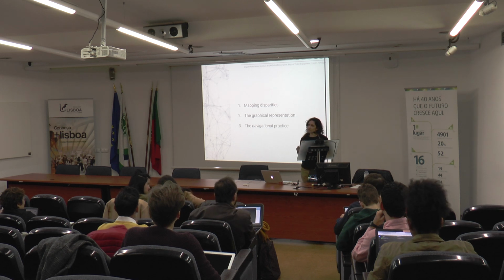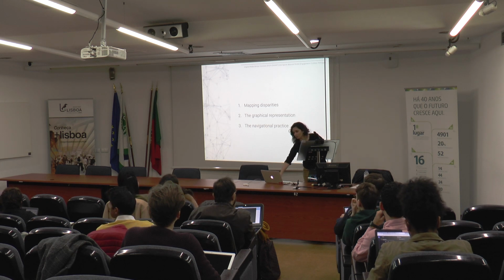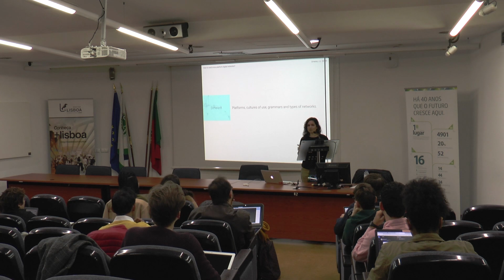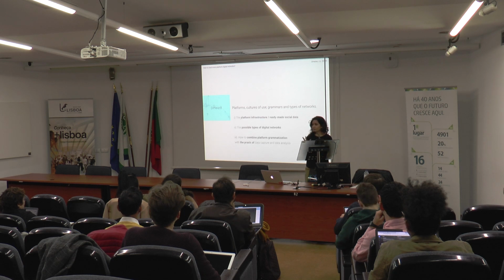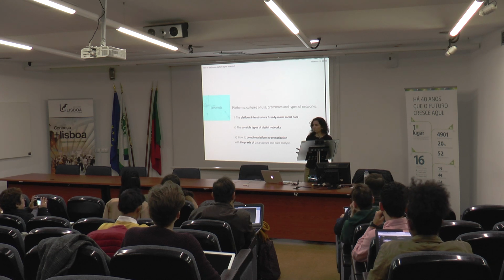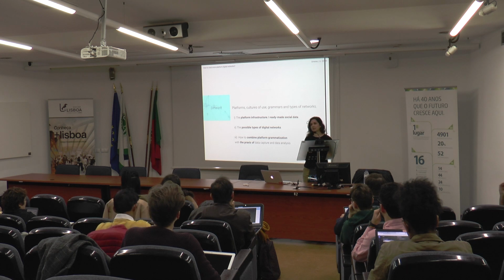And so a first step towards reading cross-platform digital networks is to look at the differences, because internet platforms have not only different cultures of use, but different grammars, different mechanisms attached to them. And that's why we may want to think about the platform infrastructure and its ready-made social data. We may want to know what the possible types of digital networks we can study are. And actually, how can we combine the knowledge of platform grammatization with the practice of data capture and data analysis?